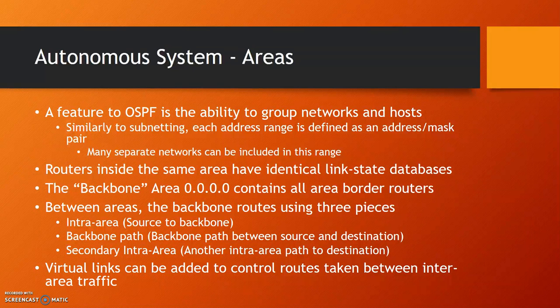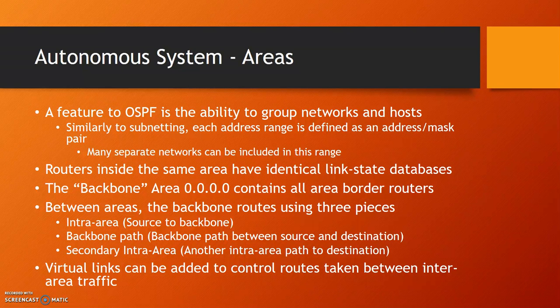So as far as autonomous systems go, the main feature of OSPF is the ability to create groups of hosts. Similarly to subnetting, each address range is defined by an address and mask pair. However, how it's different is that you can actually include many separate networks in this range. So instead of breaking down one network into a smaller range like subnetting, you can do it this way, or you can actually include multiple networks into one range.